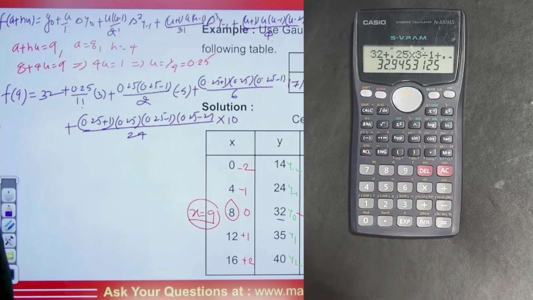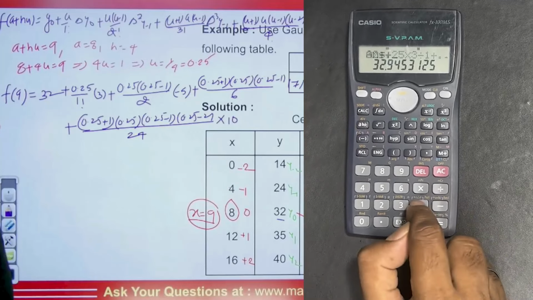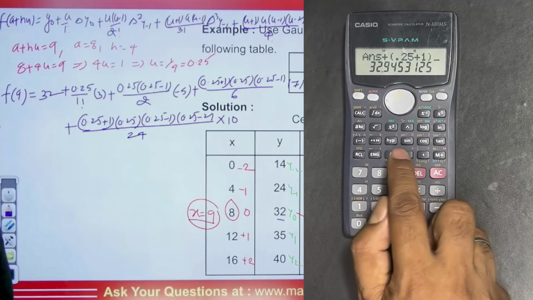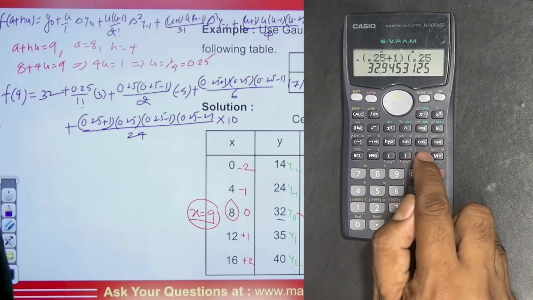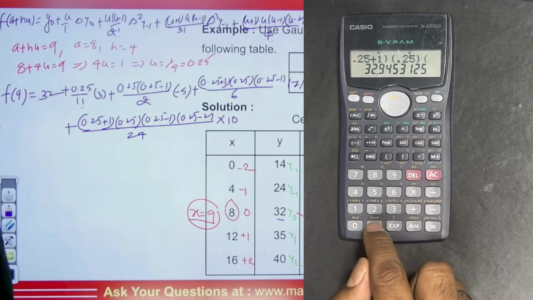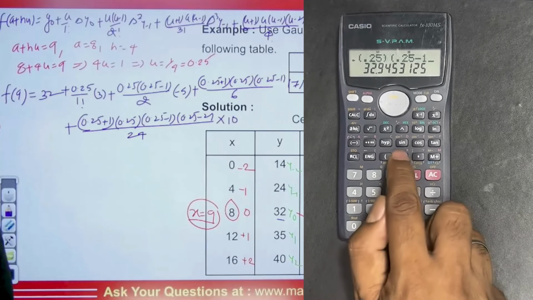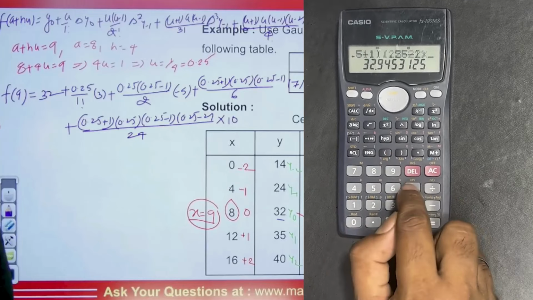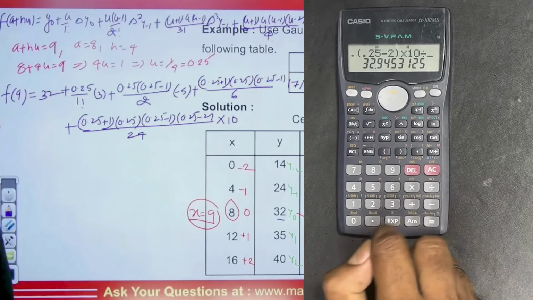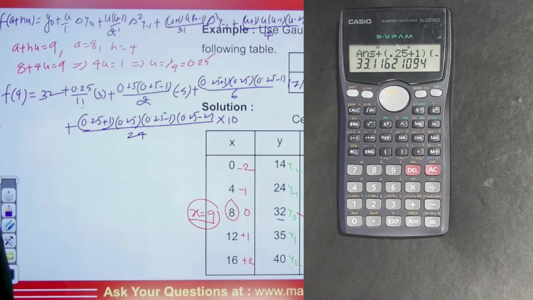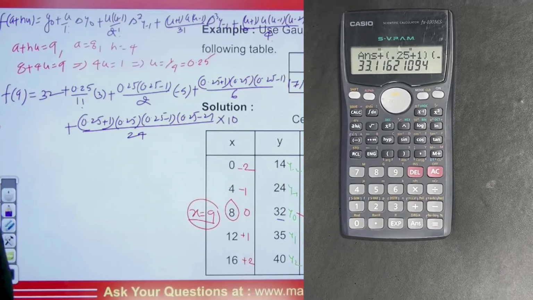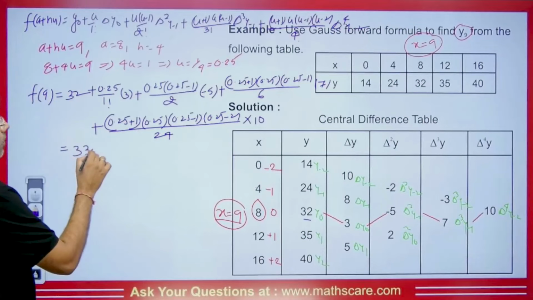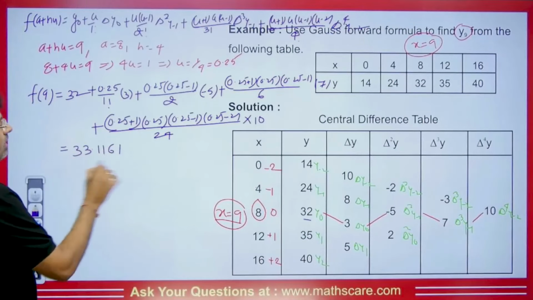Divided by 6. This will be equal, and after that again add them, then bracket 0.25 plus 1, then bracket close, 0.25. And then here we will get 0.25 minus 1, bracket close, then 0.25 minus 2, bracket close, and then into 10 and divided by 24 here. Okay, understood. The value will be 33.1164. This is the way we do it. So what will be its value? 33.1161, and this is the value we get here.